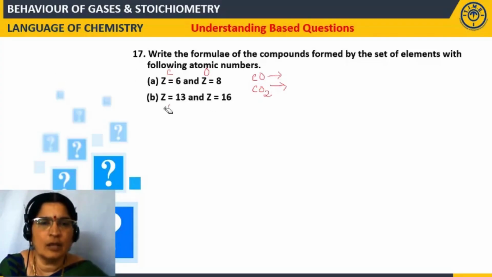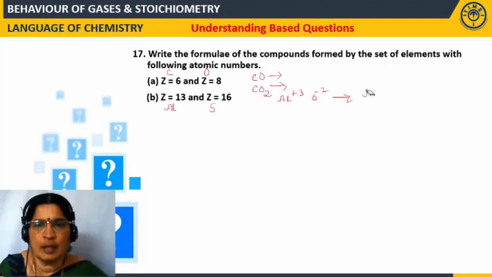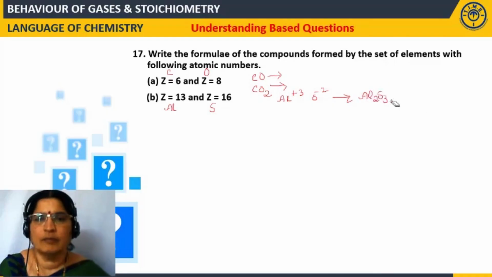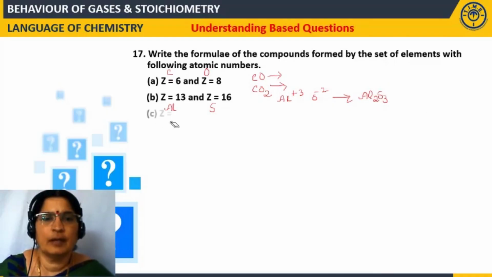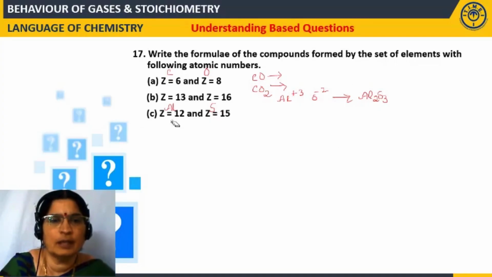Fine. Z is equal to 13 and Z is equal to 16. This is aluminium and this is sulfur. Okay. So aluminium forms Al plus 3 ion. Sulfur forms S minus 2 ion. Therefore the formula should be Al2S3. Fine. Aluminium sulfide.